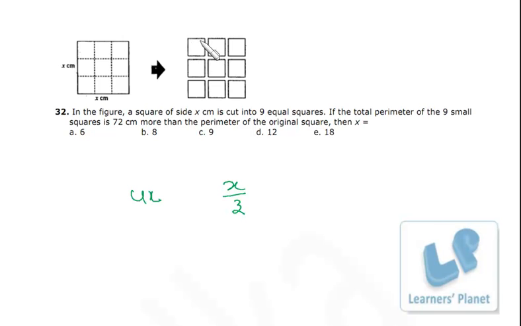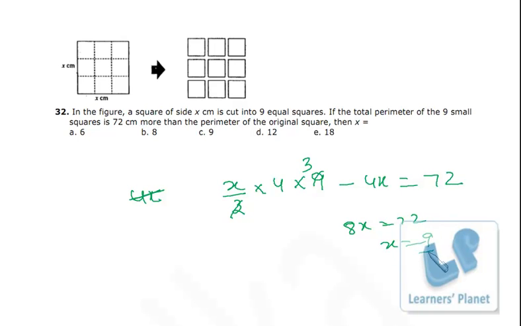So the perimeter of each small square will be x by 3 into 4. So the perimeter of all 9 must be this into 9, right? And the total perimeter of the 9 small squares is 72 more than this, so the difference is 72. So 12x minus 4x, 8x is equal to 72. So x is equal to 9. Pretty simple.